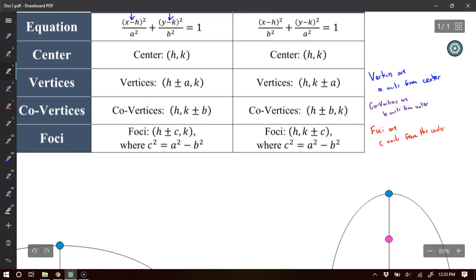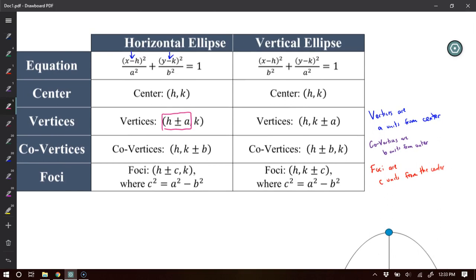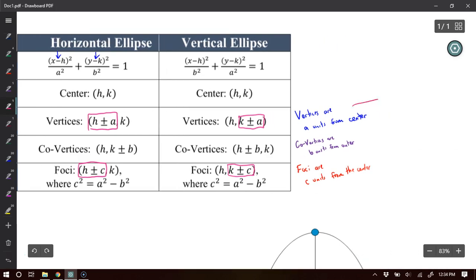Now, one other thing I'm going to draw attention to is right here. Your vertices for horizontal are adding and subtracting a to h, and notice your foci are also adding and subtracting with h. For vertical, it's adding and subtracting for k for vertices and for foci. So vertices and foci are on the same, and I'm going to put it in parentheses, "axes," in quotes there. They're on the same axes. We call it the major axes.